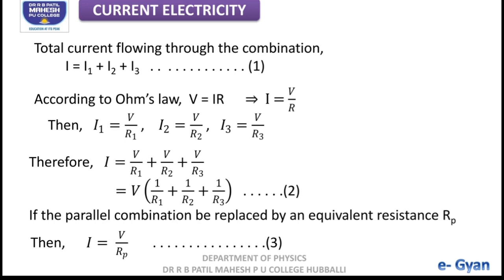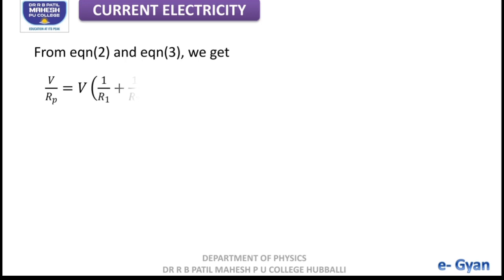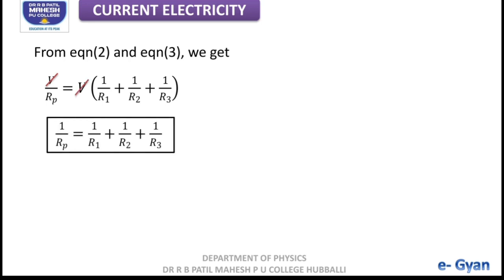If the parallel combination is replaced by an equivalent resistance Rp, then I is equal to V divided by Rp. Let this be equation 3. Now from equation number 2 and 3, we get V divided by Rp is equal to V of 1 by R1 plus 1 by R2 plus 1 by R3. V and V will get cancelled, and finally we get 1 by Rp is equal to 1 by R1 plus 1 by R2 plus 1 by R3. This is the expression for equivalent resistance of parallel combination of resistors.